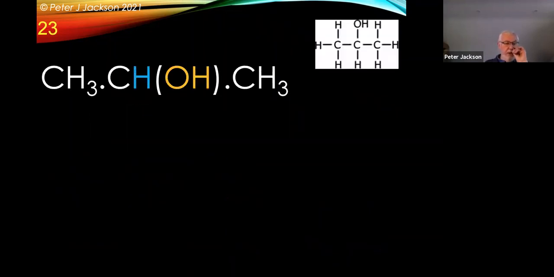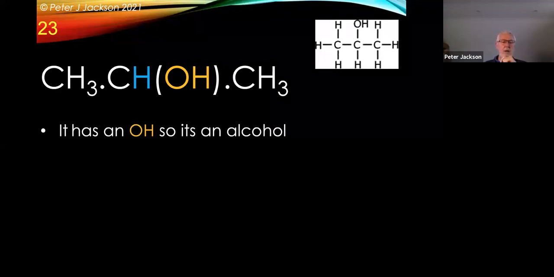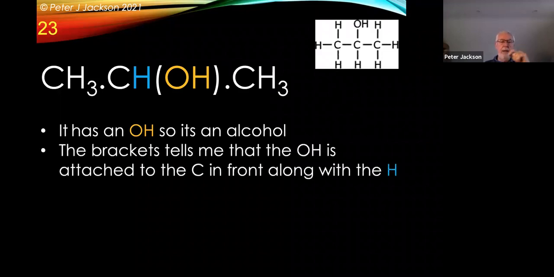Now, let's look at this one. What kind of compound is this? Well, it's got an OH group, right? So it's an alcohol. The brackets around the OH, which you don't actually have to put in, tell me that the OH is attached to the carbon in front of it. You don't have to put in the full stops either. Right? So the H and the OH are both attached to that carbon.